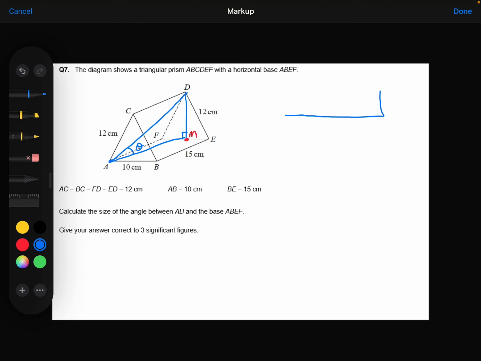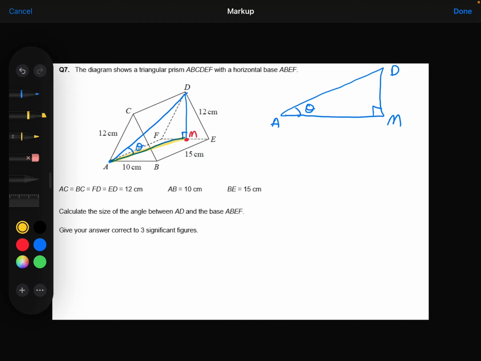So let me draw that triangle out in 2 dimensions. A, D, and this is the point M that I made up. Right, do we have any of these dimensions? Well, no, we don't have any of them at the moment, but we can work out some of them reasonably easily. First of all, the length from A to M.